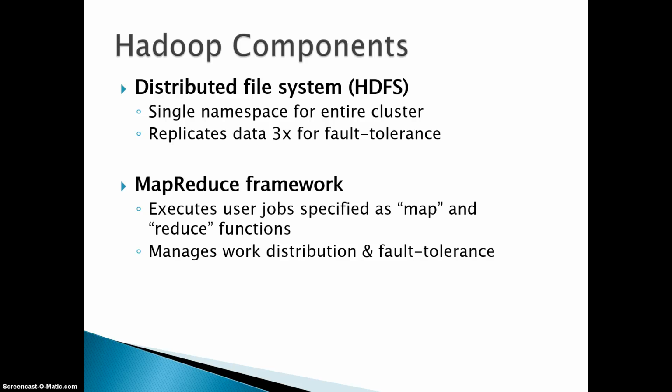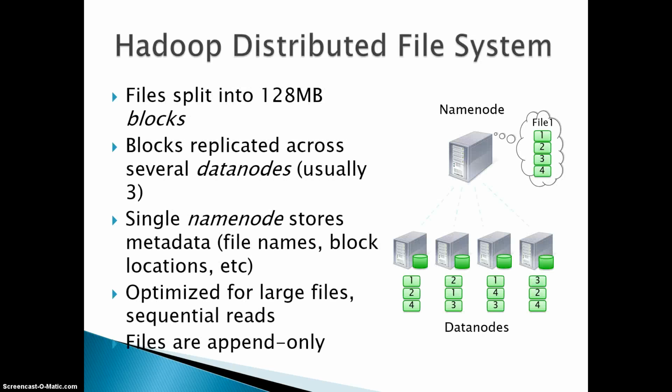MapReduce framework executes user jobs specified as map and reduce functions. It manages work distribution and fault tolerance. Hadoop distributed file system: files are split into 128 megabyte blocks. Blocks are replicated across several data nodes, usually three. A single name node stores metadata: file names, block locations, etc. It is optimized for large files and sequential reads. Files are append only.